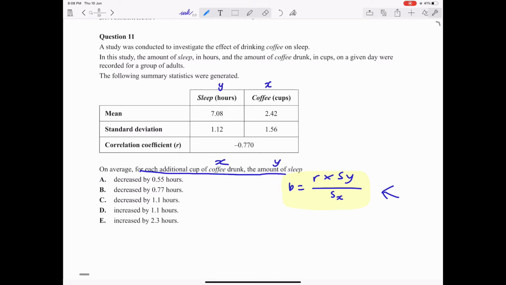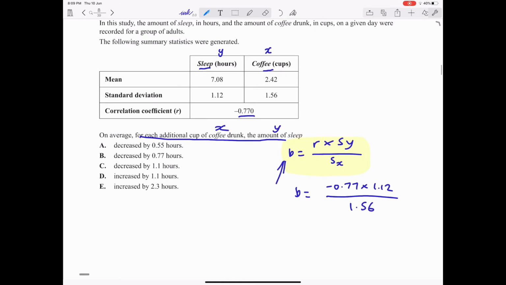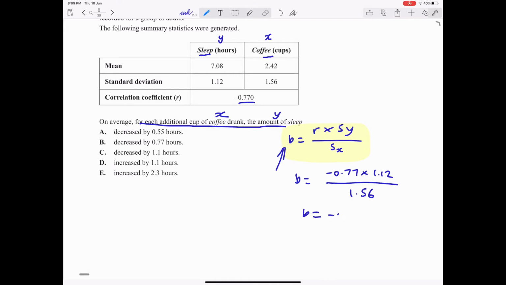So I've just written the formula for the slope over here, and basically this is what we need to do to solve the question. b is just representative of the slope. So b equals r, where r over here is negative 0.77, times the standard deviation of y. We've determined that sleep is the y variable, so the standard deviation of y is 1.12, over the standard deviation of x, which is for the coffee cups, which is 1.56. Put that on your calculator, and you should get b equals negative 0.55 to 2 decimal places.